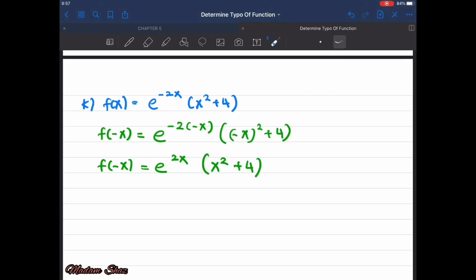So now you need to compare your f(negative x) with your original function f(x). As I mentioned before, if you have function multiplied by function, you don't have to compare the function at the back here because this one is always the same thing. So compare e to the power of negative 2x with e to the power of 2x. e to the power of negative 2x is not the same thing as e to the power of 2x. So therefore f(x) is a neither function.